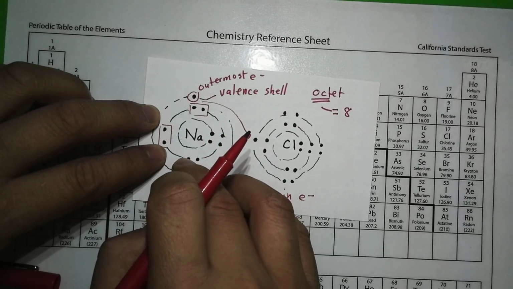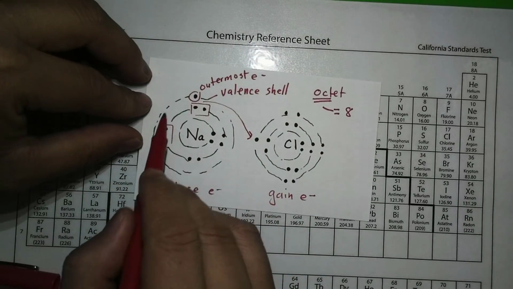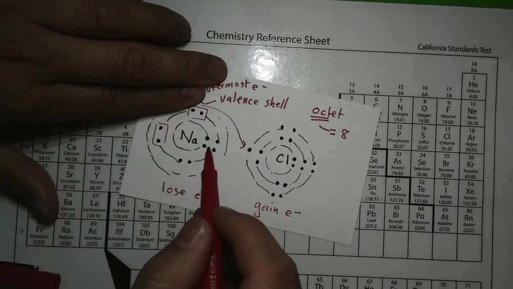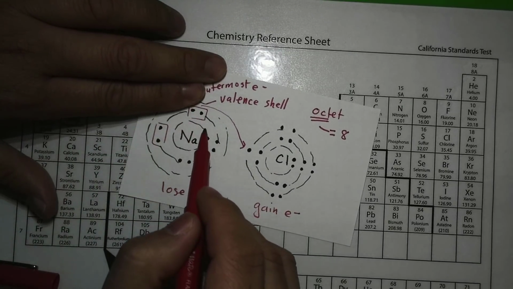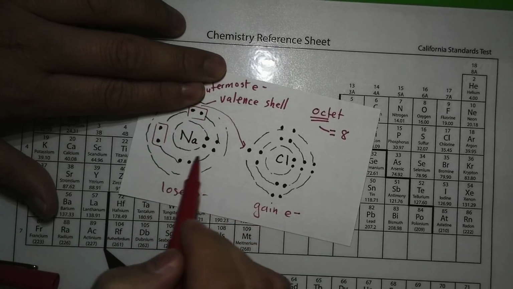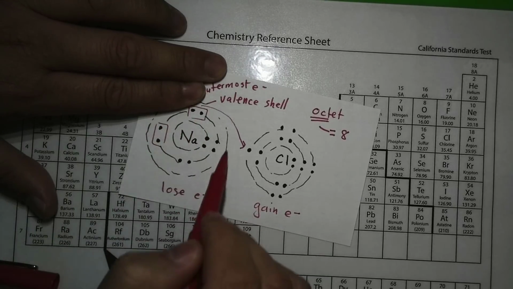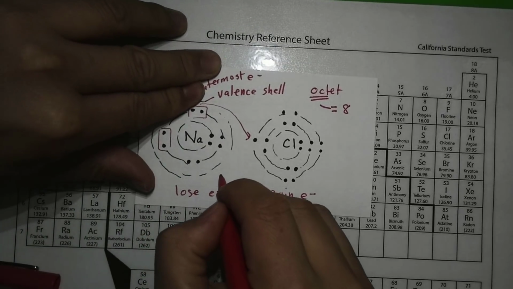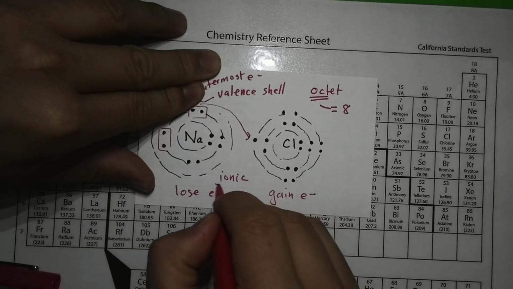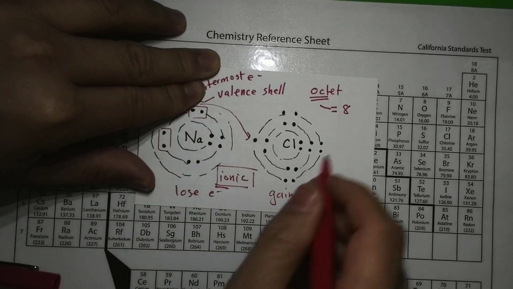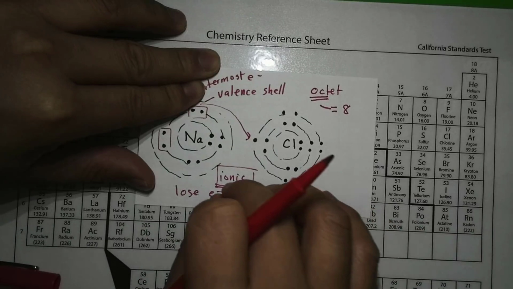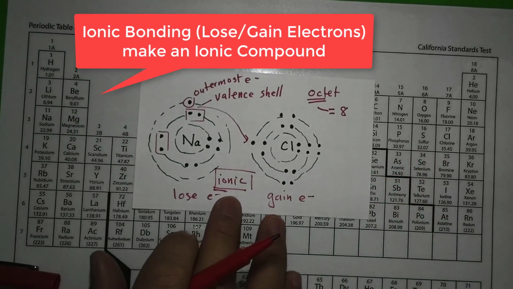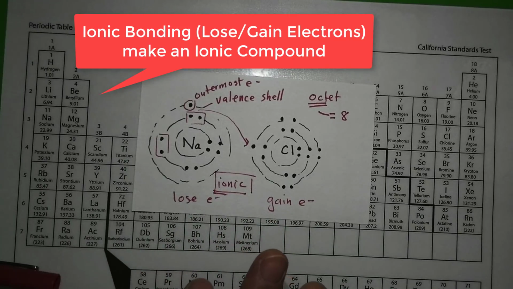With sodium, once it loses its outermost electron, if I were to cover this up, guess what happened? The next inner shell becomes the outermost shell, because this shell no longer exists, since there are no electrons in it. And we call this an ionic compound, or the process of this, ionic bonding. Okay, so that's what we have learned so far.